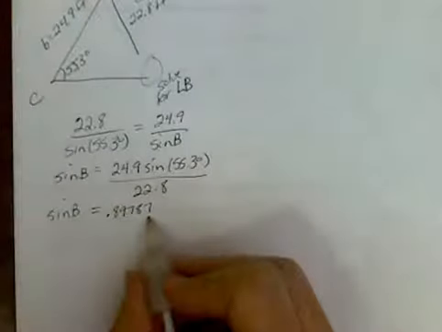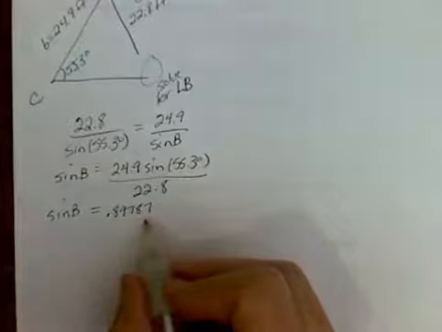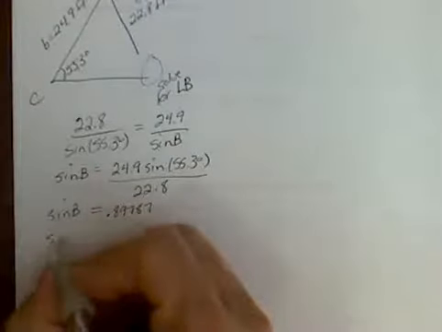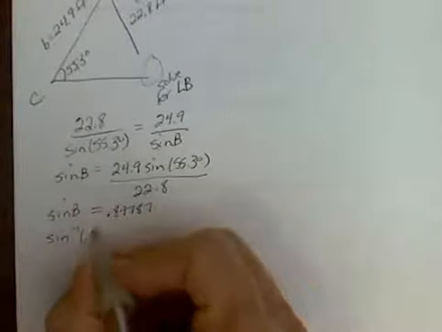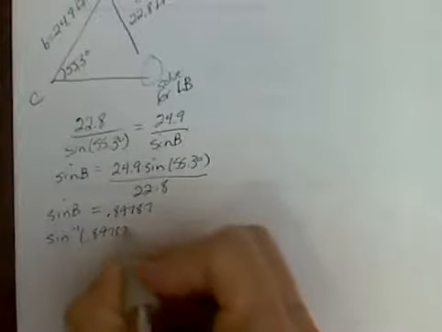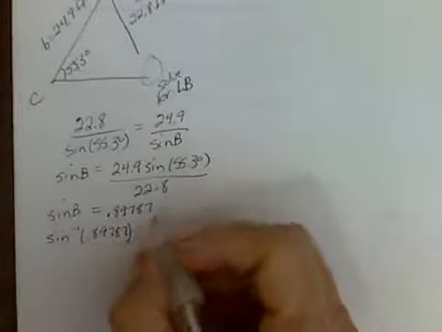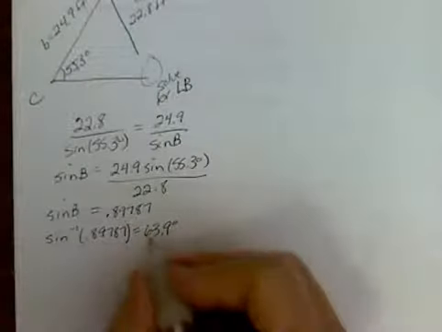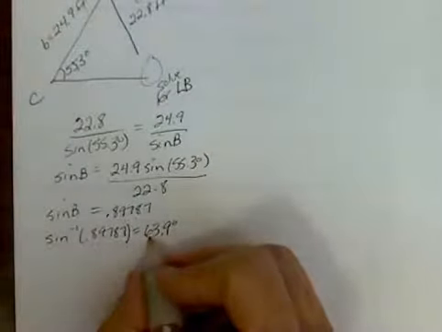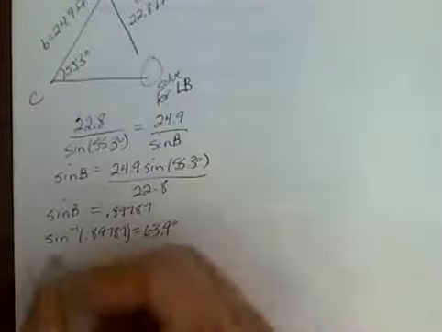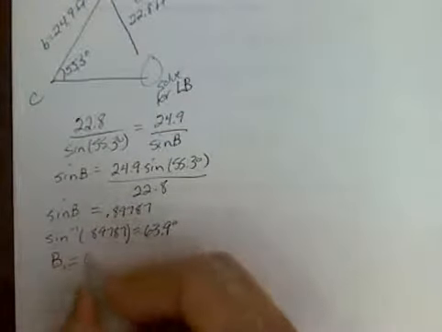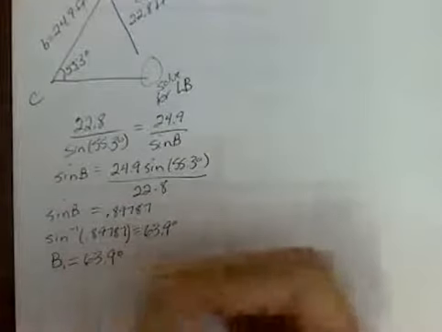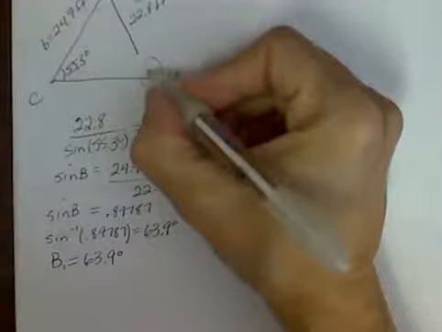This is less than 1, so that means I do have at least one triangle. To find angle B, I'm going to use the inverse sine. That gives me 63.9 degrees. For right now, I'm going to call this B1 because I don't know if I have one triangle or two. So B1 equals 63.9 degrees. That would be the one right here.